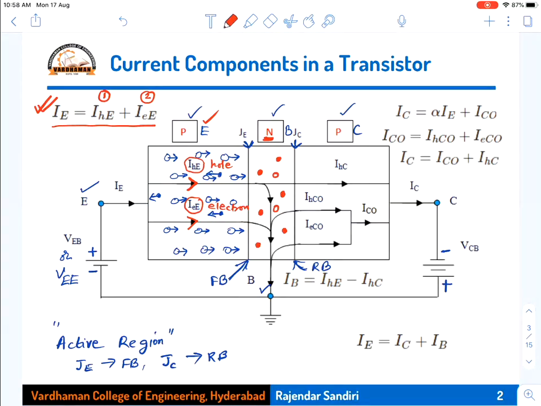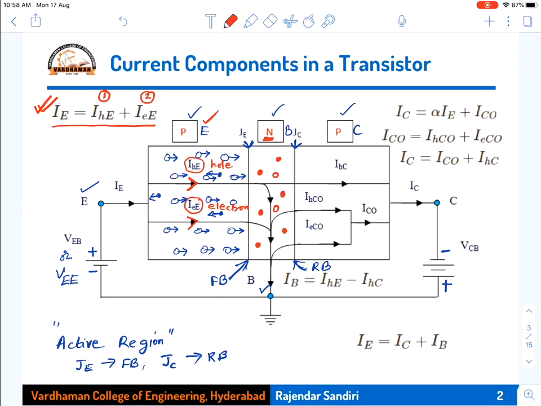Say 100 holes are flowing from the emitter region towards the base region. Now 100 holes are coming, but in the N-type base we might be having 5 electrons. Say now these 100 holes which are coming from the emitter recombine with the 5 electrons in the N-type semiconductor material, which is base.